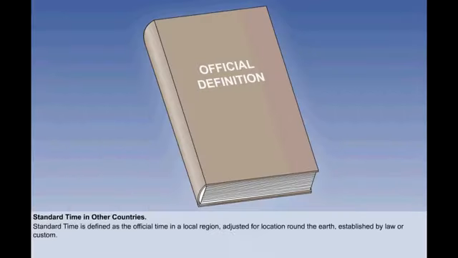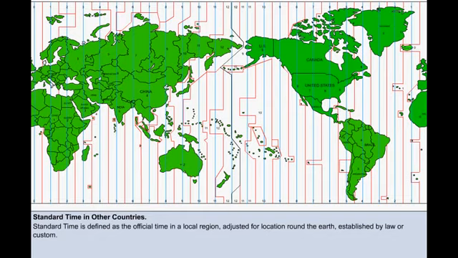Standard time is defined as the official time in a local region adjusted for location round the Earth, established by law or custom. It is up to the government of each country to decide what time difference from UTC to keep. Many world atlases include a map of world standard times, often incorrectly called time zones. A typical example is shown on the screen.